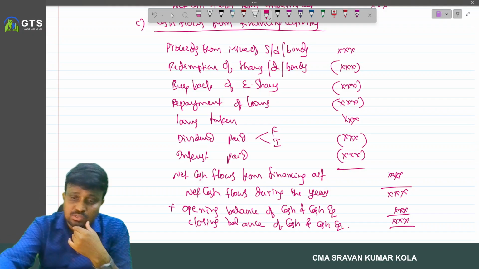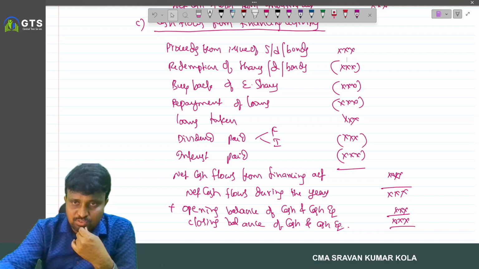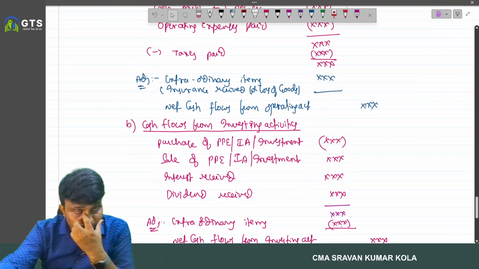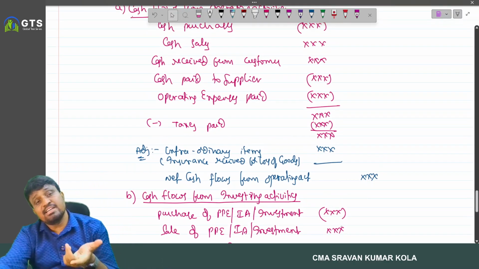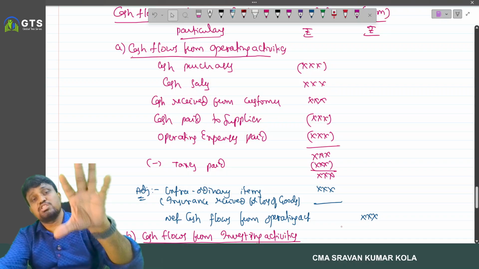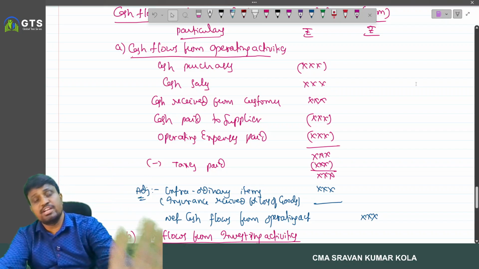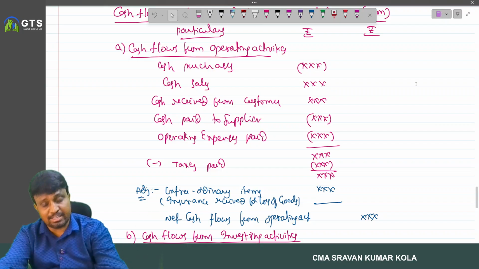Okay. So this is the format of the cash flow statement under which method? Direct method. But remember, the only variation between the direct and indirect methods is the presentation of the cash flows from operating activity. If you are able to identify the individual cash flows relating to the operating activity, follow the direct method.